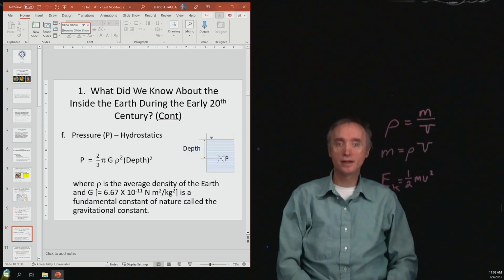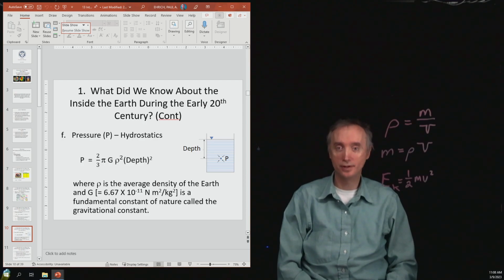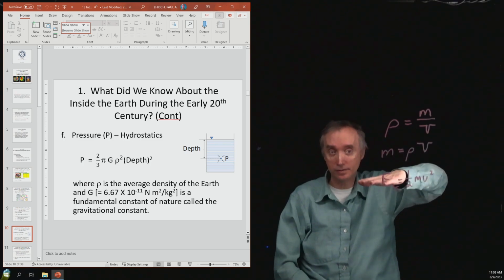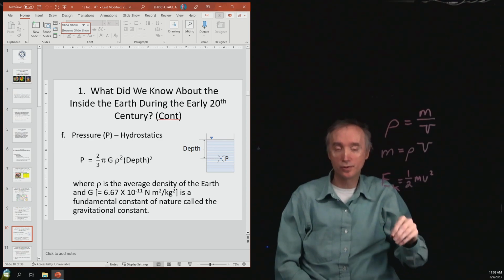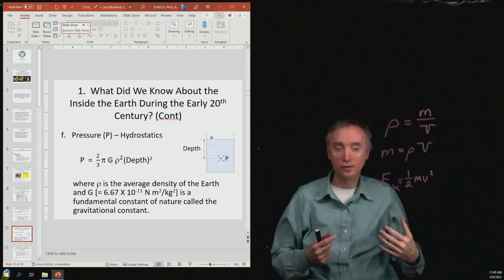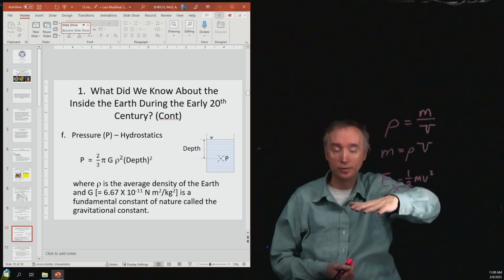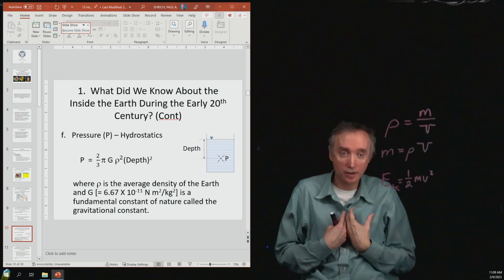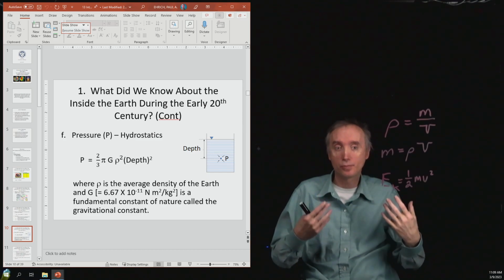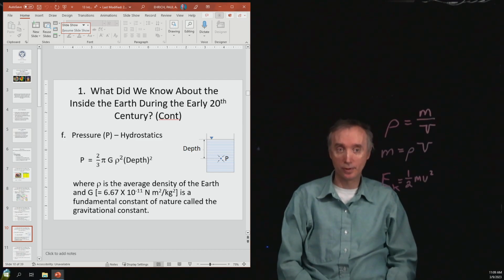Okay, then the next thing is, what about the pressure inside the Earth? So pressure is going to be the amount of force being applied to an area. Now the amount of force is going to be the weight of the material that's on top of you. So if you go into a swimming pool, you feel the weight of all of that water on top of you pressing against the area of your body, and that's the pressure being exerted on your body.